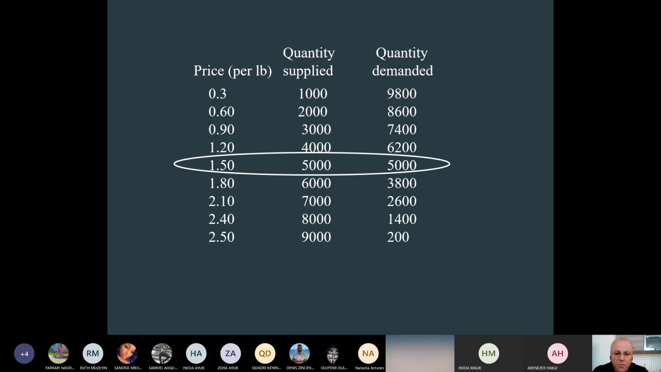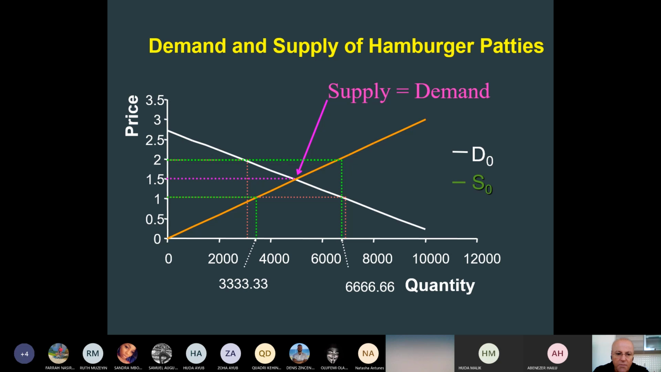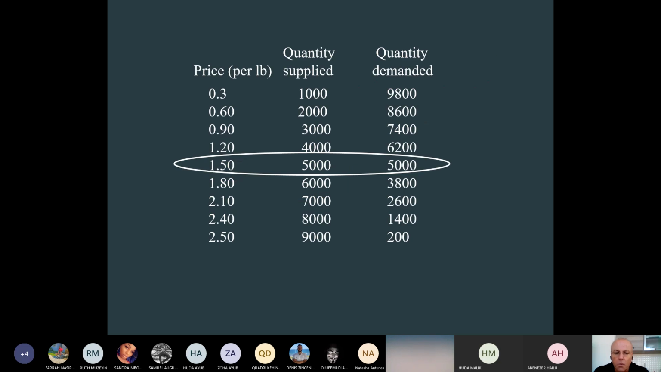We have here the 1.5 price where the equilibrium intersects. As you are seeing on the graphic, 1.5 is the intersection point, and at that point we have 5,000 units produced and of course demanded in the market. This is the equilibrium. After this price, where it increases from 1.8 to 2.10 to 2.4 and 2.5, every increase in the price increases the supply units of production, but decreases the quantity demanded.